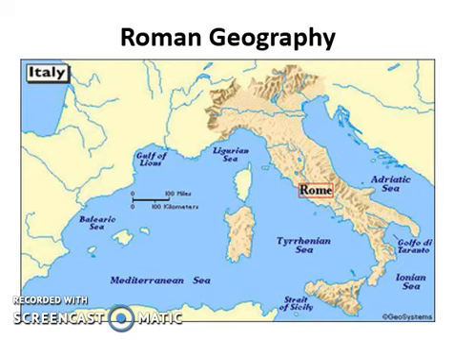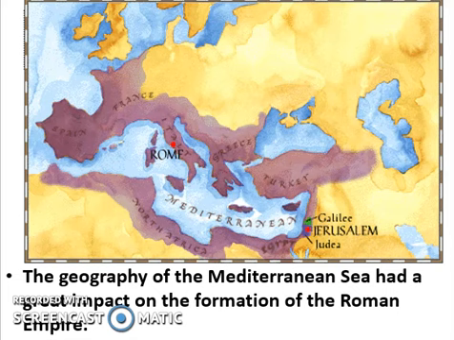It's the easiest way to figure out what you're looking at when you're looking at the Mediterranean region because of its unique shape, shaped very much like a high-heeled boot. So you are already familiar with it, so that should make it easier to identify it as we move forward. The geography of the Mediterranean Sea had a great impact on the formation of the Roman Empire.